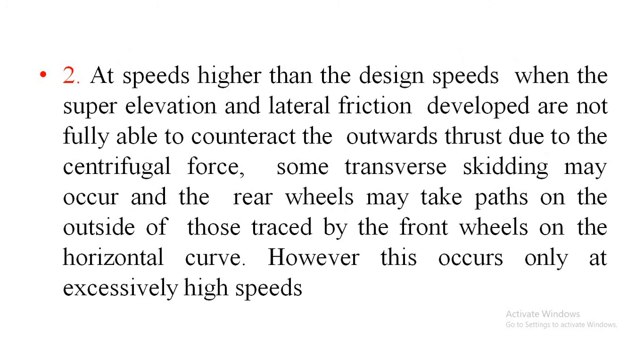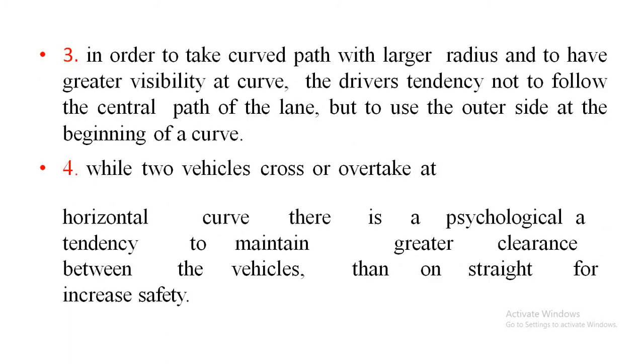At a speed higher than the design speed, when the super elevation and lateral friction developed are not fully able to counteract the upward thrust due to the centrifugal force, some transverse skidding may occur at that particular point. And in order to take a curved path with a large radius and to have greater visibility at the curves, the driver tends not to follow the central path of the lane but to use the outer side at the beginning of the curve.